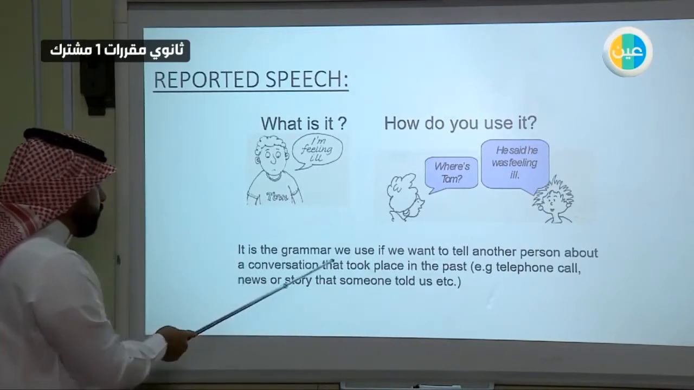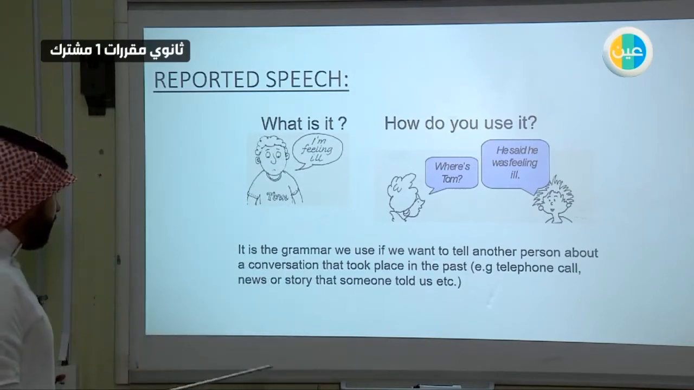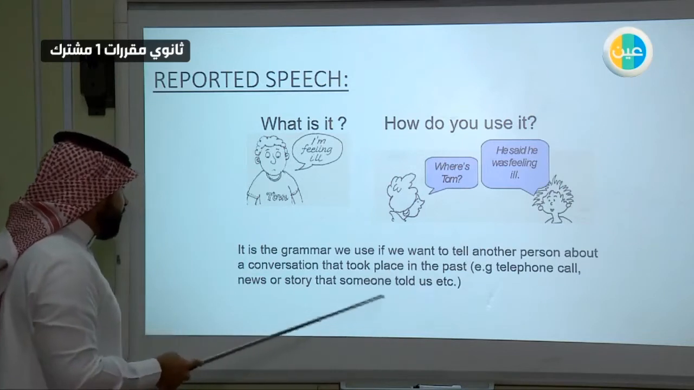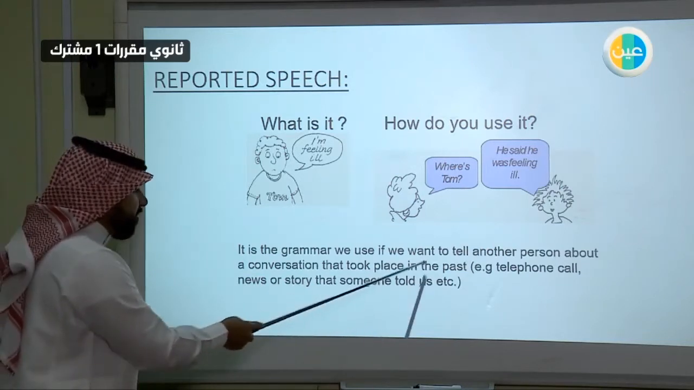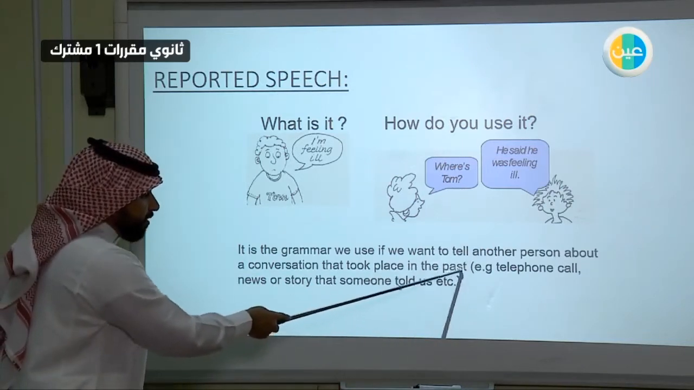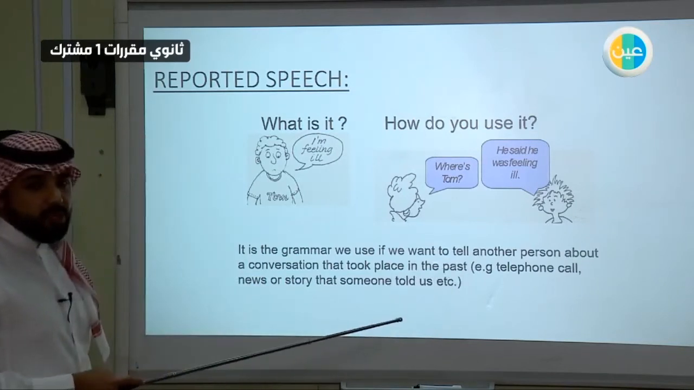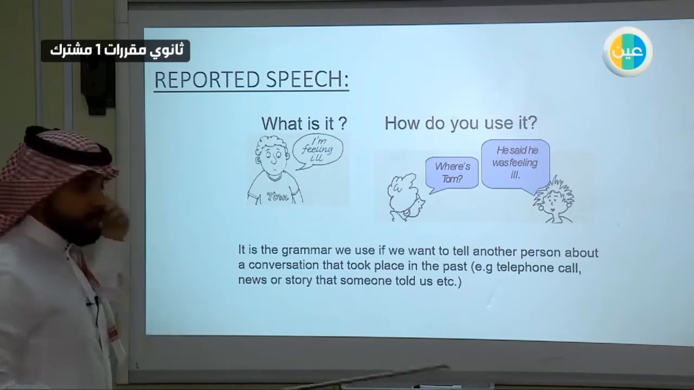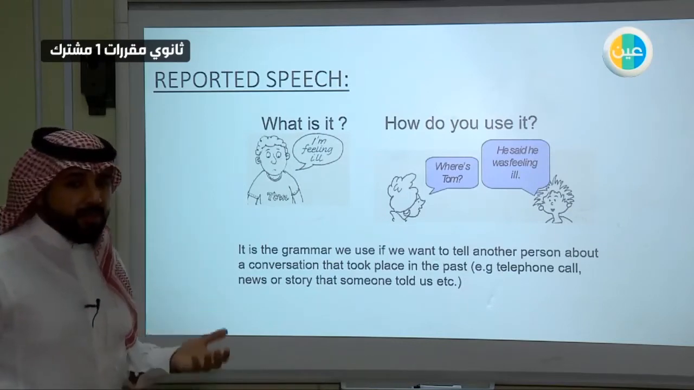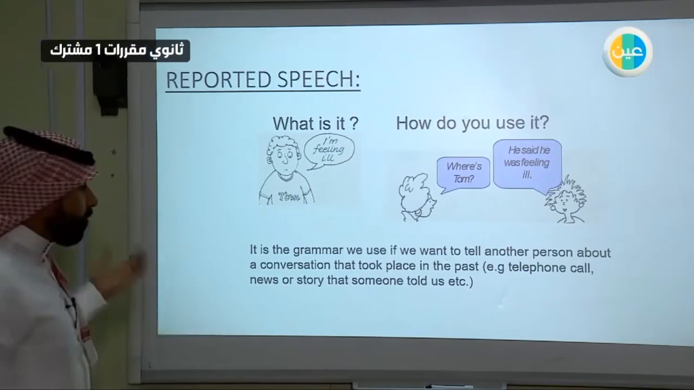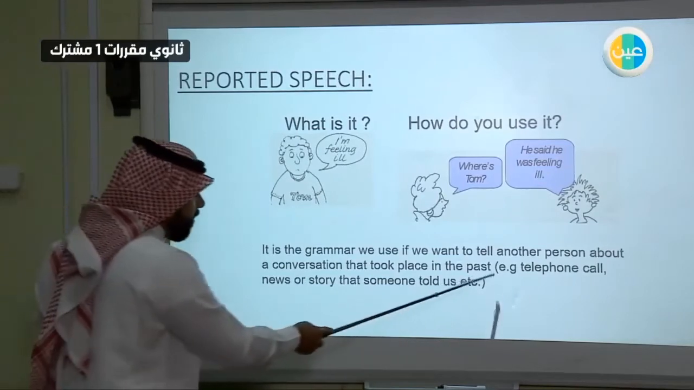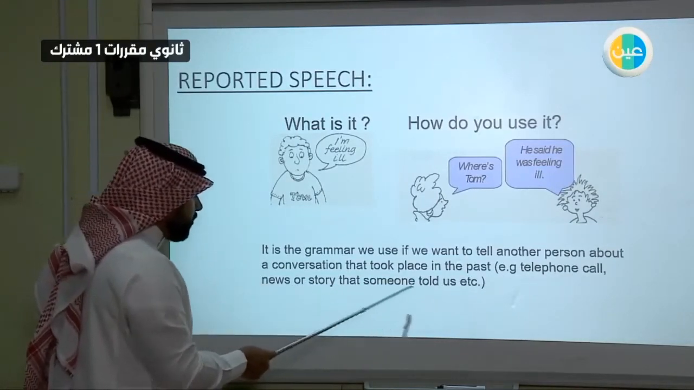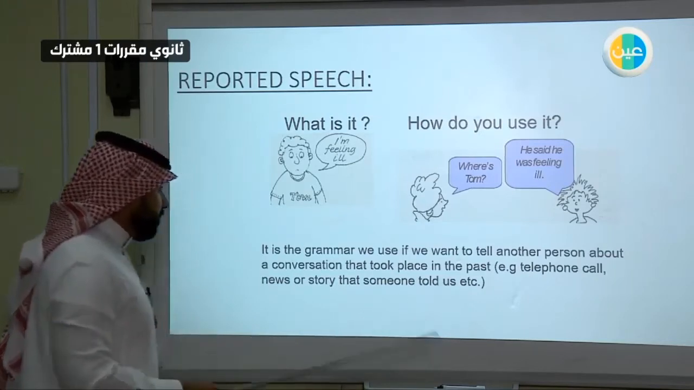It's the grammar we use if we want to tell another person about a conversation. So we just transfer the conversation that took place in the past. The tense of this conversation was in the past because he is asking him about the past, maybe 5 minutes ago, maybe 1 minute, maybe 1 hour ago, and so on. For example, a telephone call, news or a story that someone told us about, and so on.